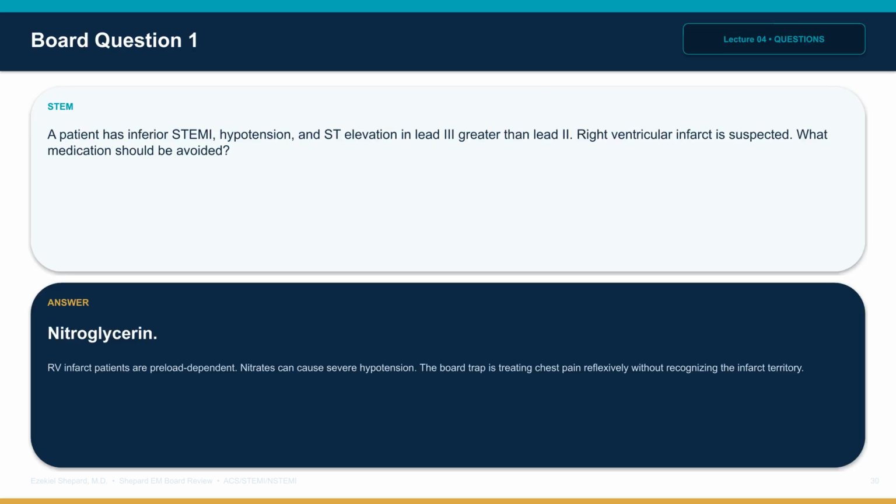Question 1. A patient has inferior STEMI, hypotension, and ST elevation in lead 3 greater than lead 2. Right ventricular infarct is suspected. What medication should be avoided? The answer is nitroglycerin. Right ventricular infarct patients can be preload dependent, and nitrates can cause severe hypotension. The board trap is treating chest pain reflexively without recognizing the infarct territory.